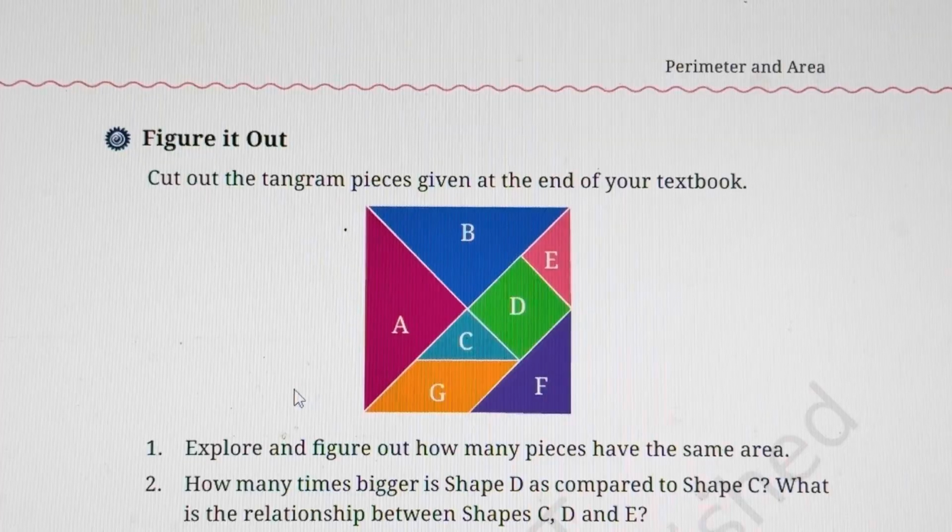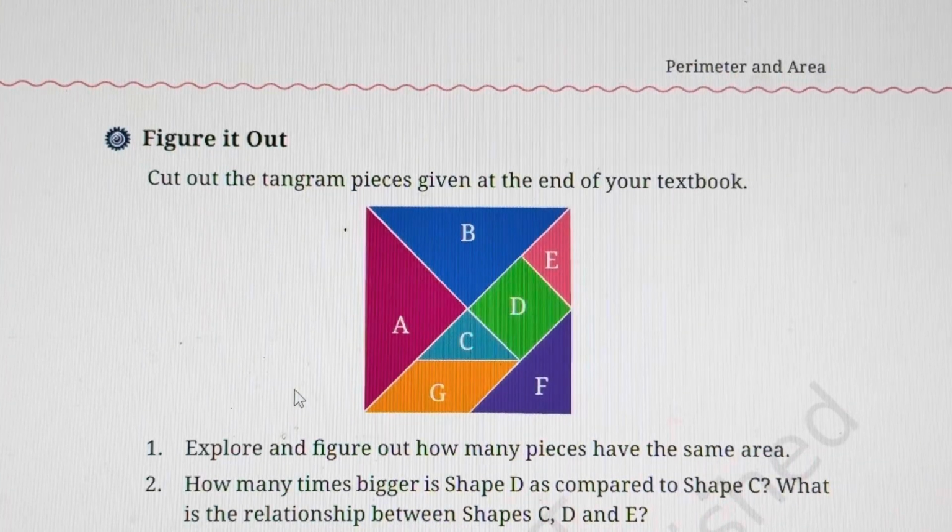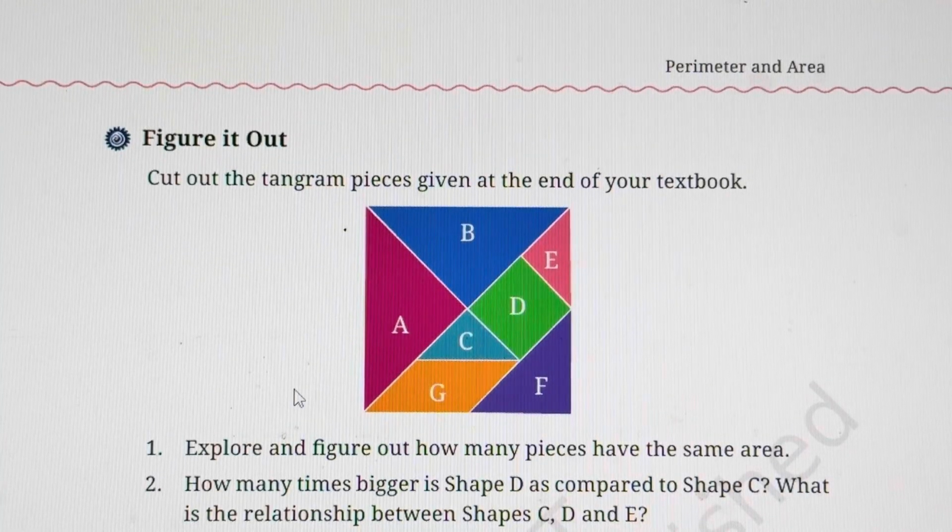In this video, we are going to continue with chapter number 6, Perimeter and Area of Grade 6 Mathematics of the new NCERT textbook Ganit Prakash. And we are going to solve this figure it out exercise given on page number 139 about the 10-gram puzzle.